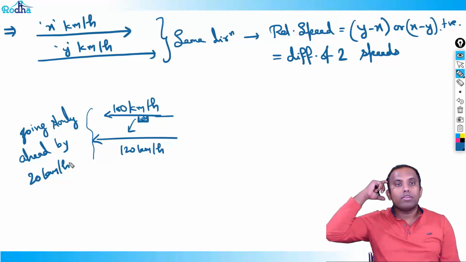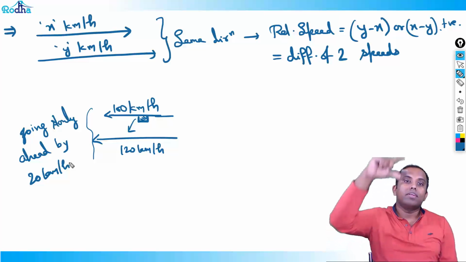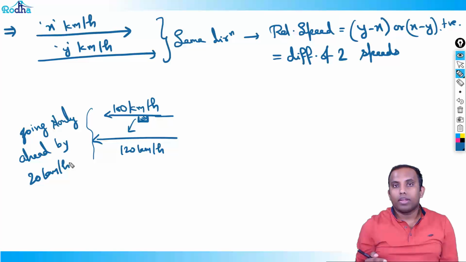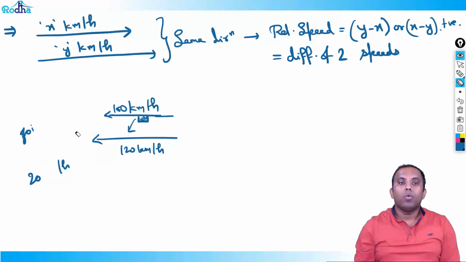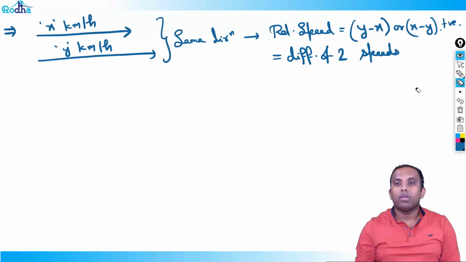Okay. So with reference to a person sitting in that train, your train is moving at an extra speed of 20 kilometer per hour, right? This is the meaning of relative speed. Okay. What happens when bodies are moving in opposite directions? Take an example.